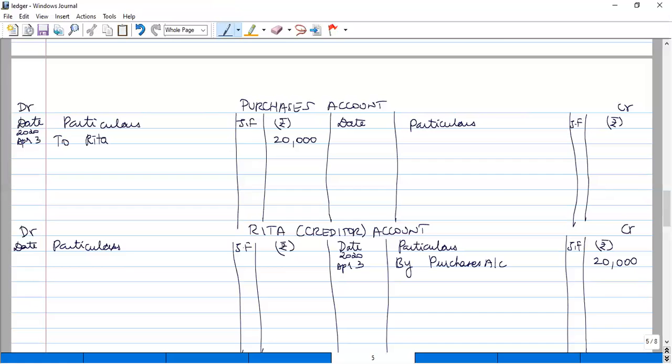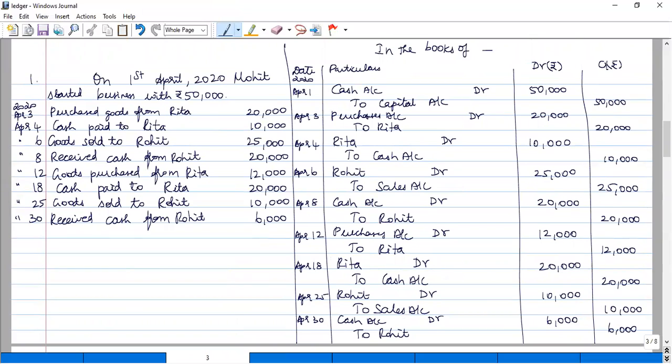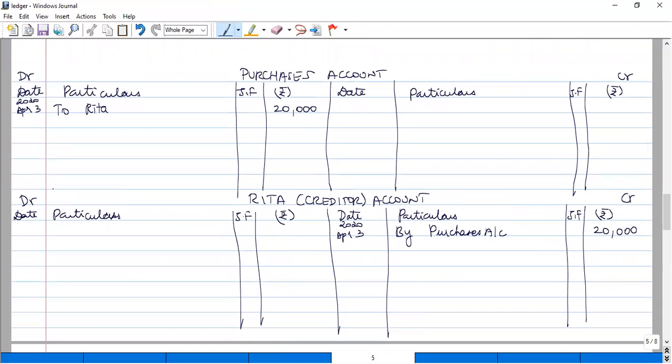Right. Now moving on to the third journal entry. Third journal entry, Rita debit to cash account. Rita account is debited because our liability has decreased as we have paid 10,000 cash. Okay, so what we have done to Rita's account here, we have debited Rita's account here. So come down once again to Rita's account and debit Rita's account. Okay, so on 2020 April 4, we have debited Rita's account because we have paid cash to Rita. How much we have paid? It is 10,000 rupees, right?